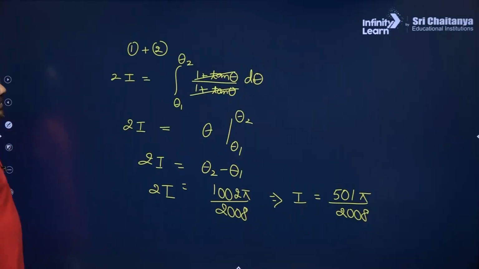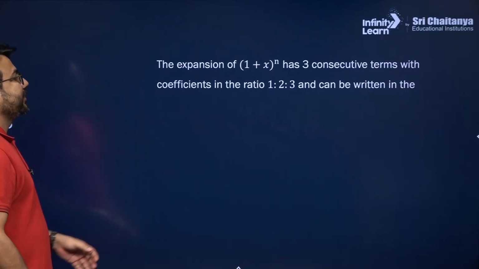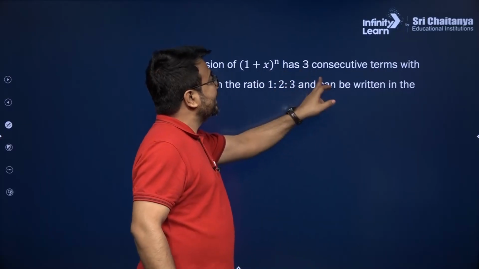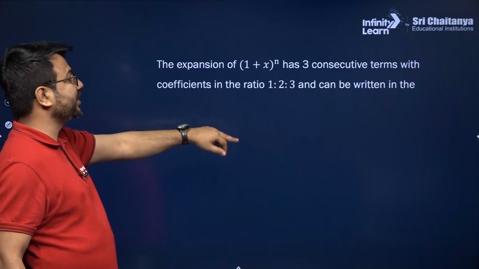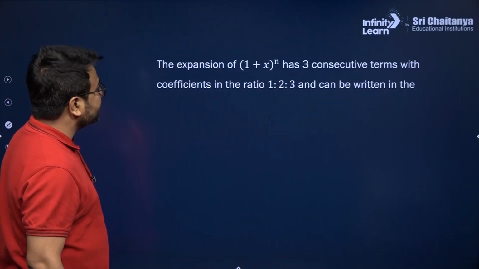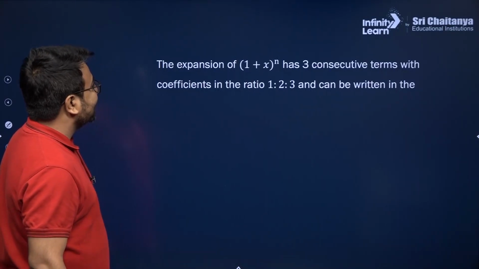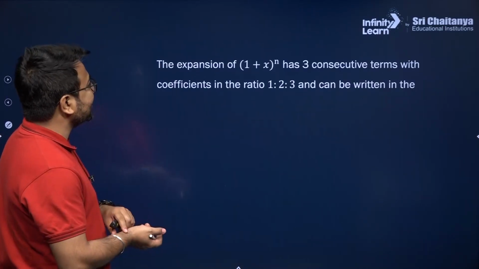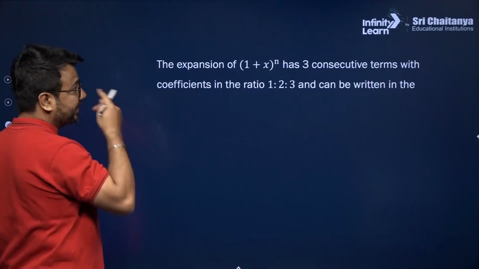I hope you are able to understand how we got the answer. Now we are moving to the next question. The expansion of this particular term (1 plus x) raised to the power n has 3 consecutive terms with the coefficients in the ratio 1:2:3 and can be written in the form. Okay, I think there is some problem. The question is incomplete. Alright, so the expansion is in the ratio 1:2:3. Basically this is given in here.